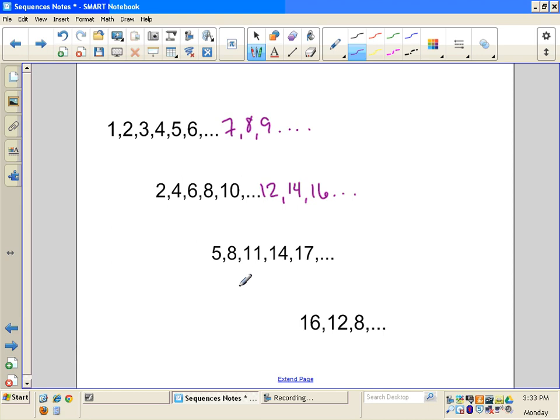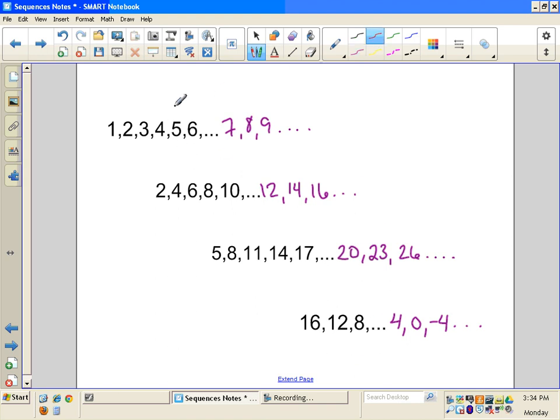But these ones start to be more complicated. 5, 8, 11, 14, 17. Hopefully you can see that we're increasing by 3 each time, so this is going to become 20, 23, 26, dot, dot, dot. 16, 12, 8. This pattern is decreasing by 4 each time, so this is going to be 4, 0, negative 4, dot, dot, dot.